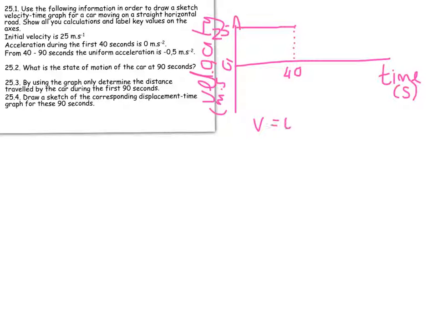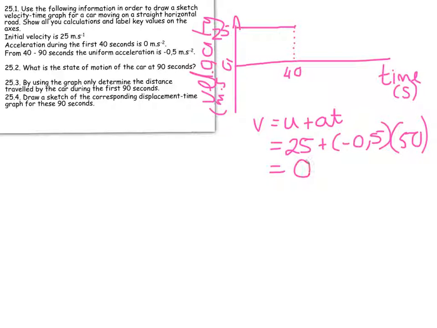So final velocity is my starting velocity plus acceleration and time. I've got a starting velocity of 25 meters per second. I'm slowing down at 0,5 meters per second squared, and I do that for a length of time from 40 to 90 seconds, and from 40 to 90 seconds is going to be 50 seconds. So I get an answer of exactly 0, which means that when I bring that down to 90 seconds, it's going to stop at a velocity of 0 over there.